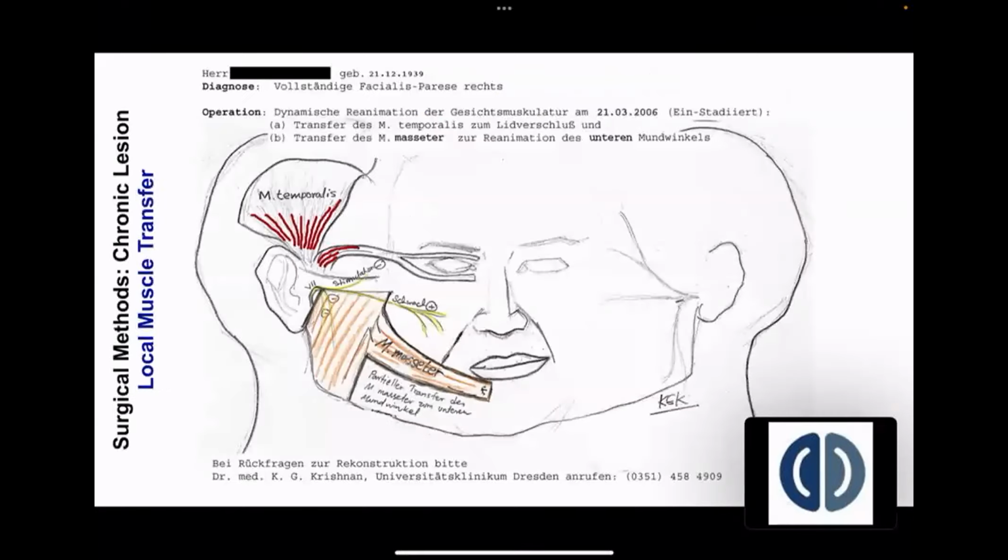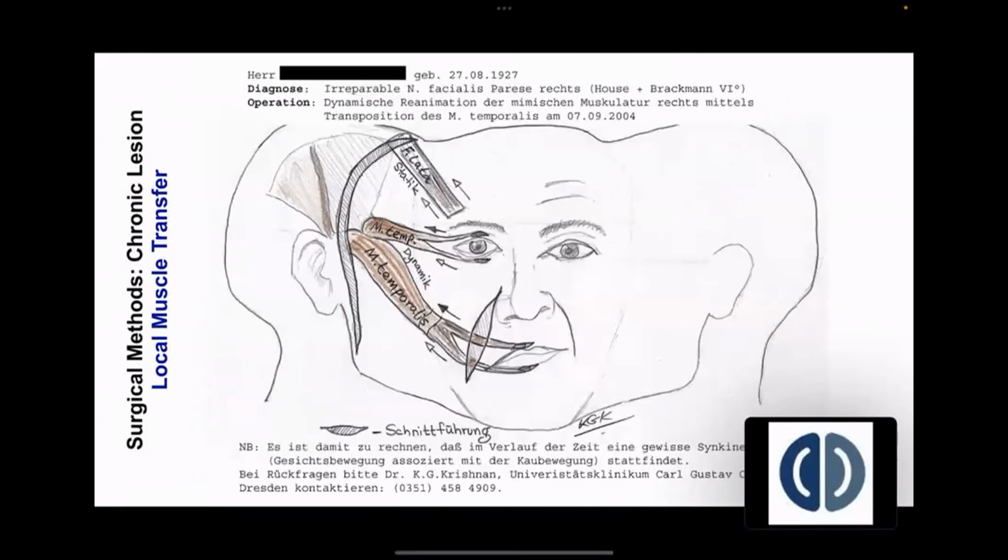In case of local muscle transfers, here's an example of a part of the masseter muscle which has been transferred to the lower part. I use this kind of procedure especially in elderly patients where we don't want to deal with the microvascular structures. And this is another schematic representation of how the temporalis muscle is innervated by the trigeminal nerve. It's a temporal branch of the trigeminal nerve. So there's a completely different innervation pathway there.